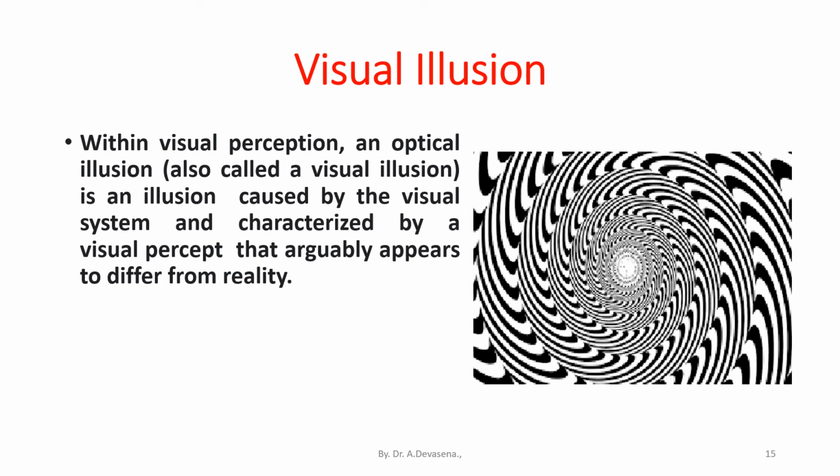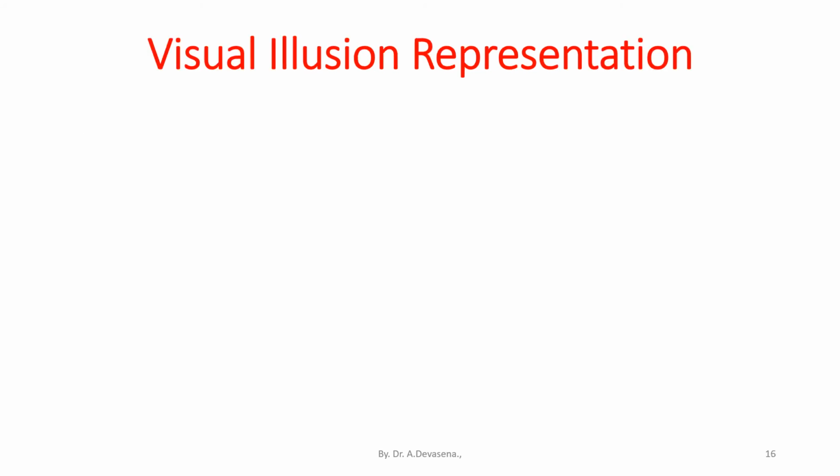If you look at this image, that is, if you focus on the center part of this image for a few seconds, then we may feel that the image is rotating. This is represented as a visual illusion. Visual illusion representation is shown in this diagram.